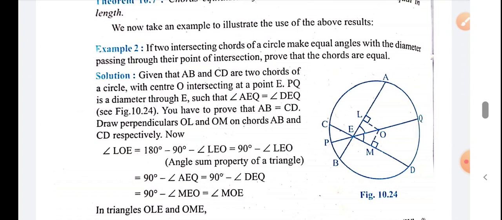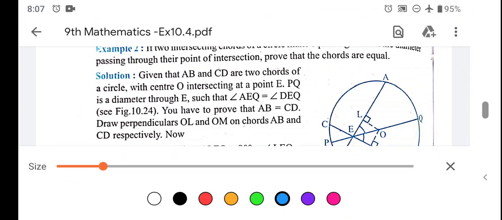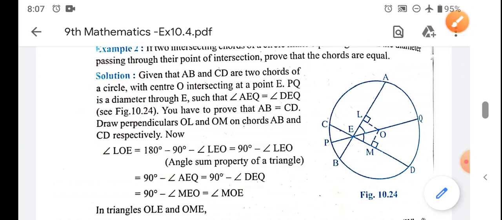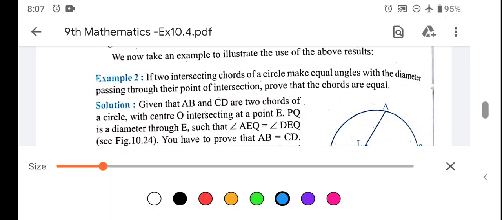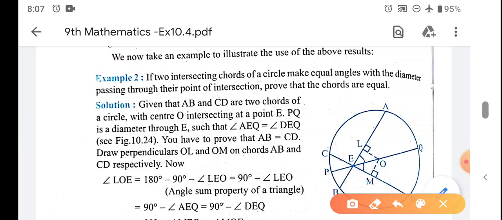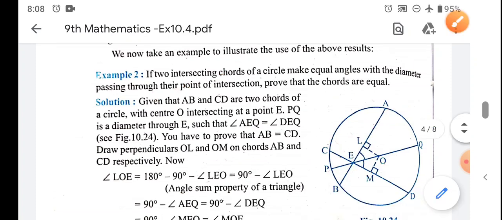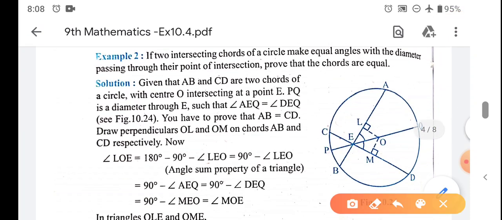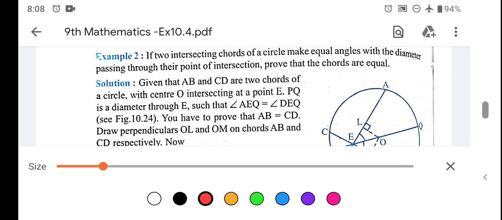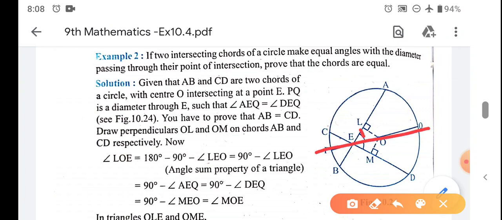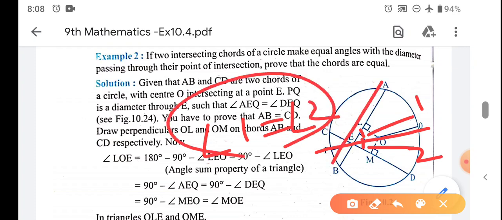If two intersecting chords of a circle make equal angles with the diameter, meaning here these two angles, 1 and 2, are equal, then prove that the chords are equal. You have to prove that AB is equal to CD. Two intersecting chords make equal angles with the diameter. This is the diameter and they are making equal angles with the diameter. 1 and 2 are equal, and you have to prove that the chords are equal.